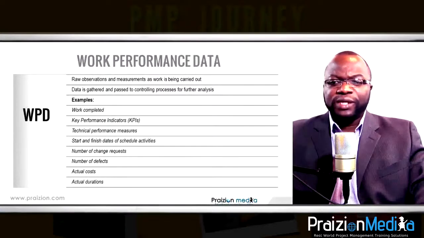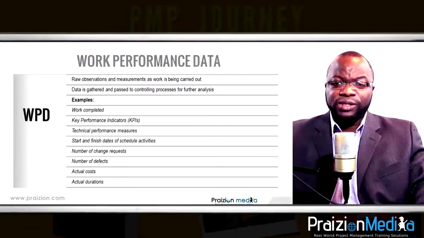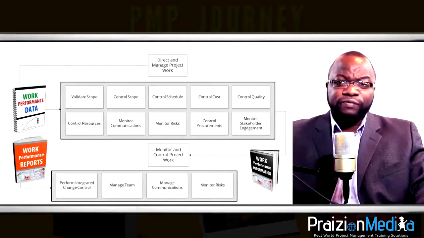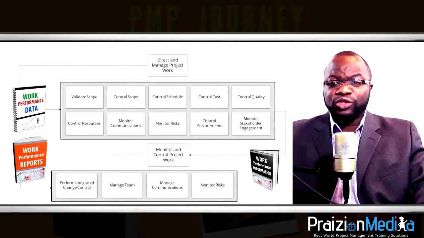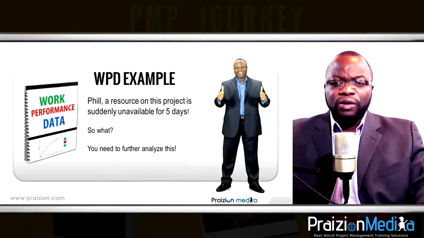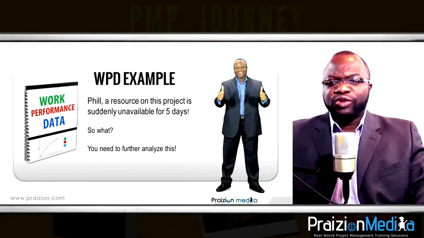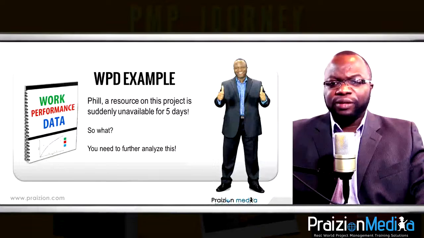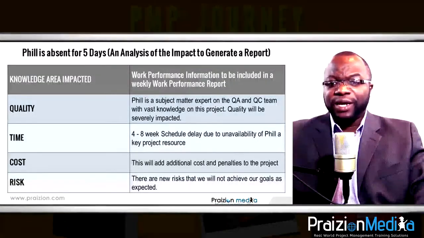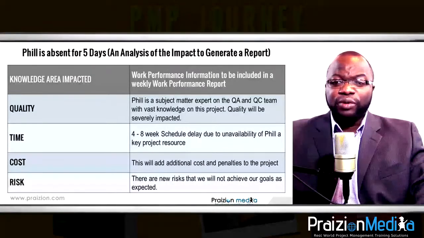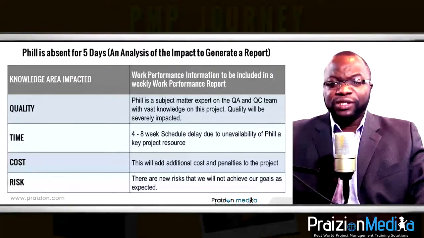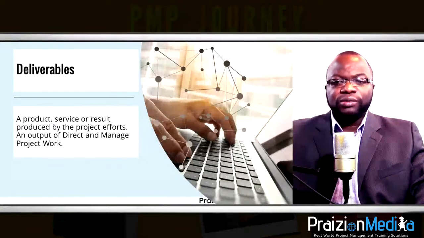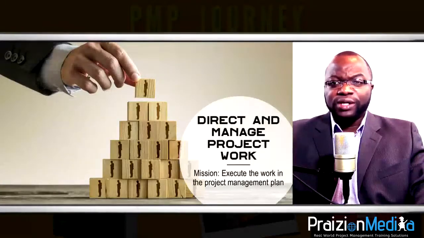Your work performance data is a big output of this process. It becomes an input to lots of processes in the monitoring and controlling process group. Work performance data is really your raw observations about the project. But raw observations are no good and they need to be analyzed. However, it's important to glean the data and it's important to create those deliverables. So direct and manage project work is a rather important one.